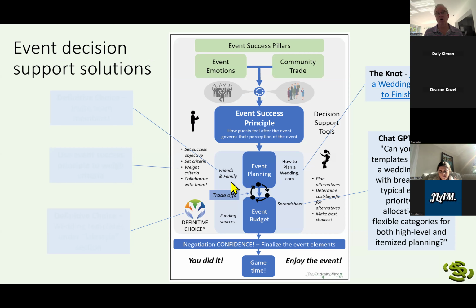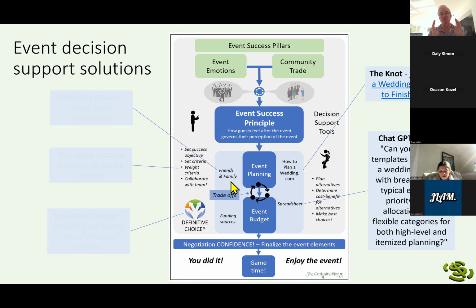So now we're going from accuracy, where we seek to reduce bias, to precision, where we seek to reduce noise. Remember, those are two different things. So that's sort of below that event success principle box. Now we're going to focus on the next part of the process, which is more of the detail.